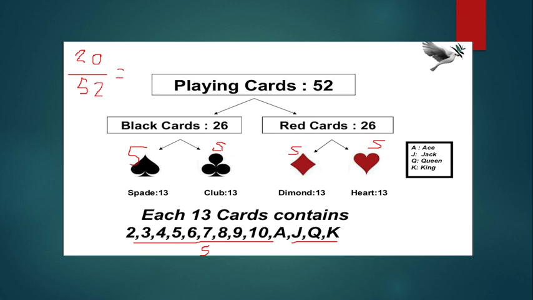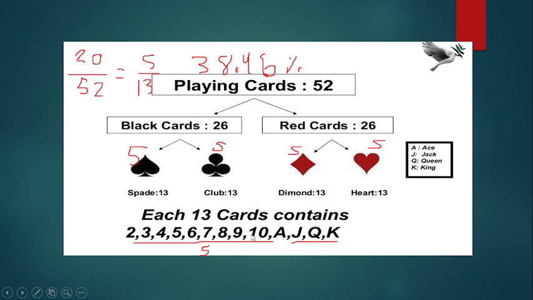What's the simplest form? That is 5 over 13, or in percentage form, that is 38.46%. Please take note that if you are going to put the final answer, use at least 2 decimal places, alright? So that's how we deal with cards when getting the probability.